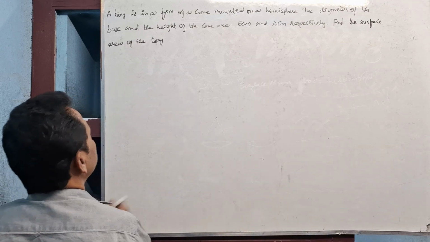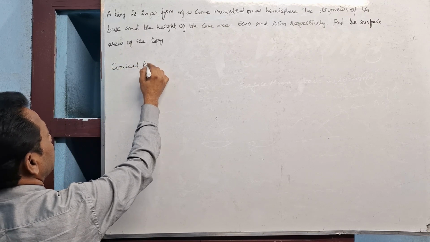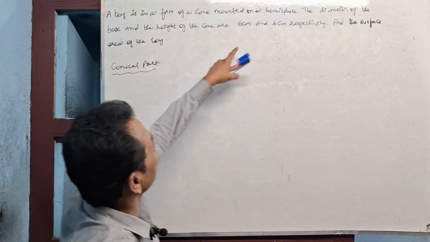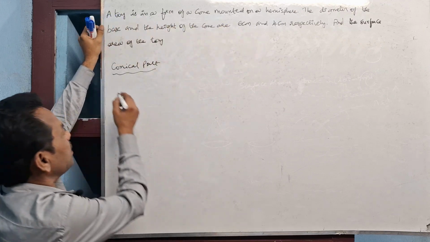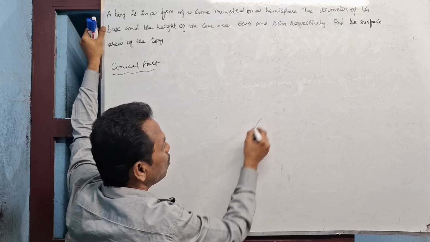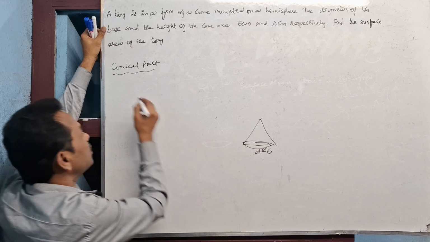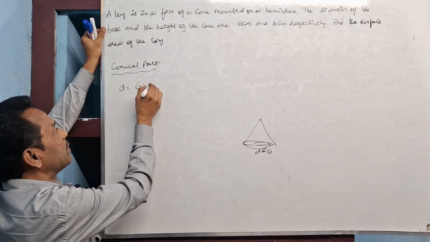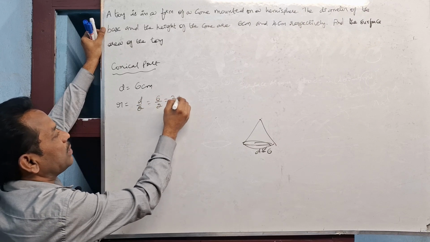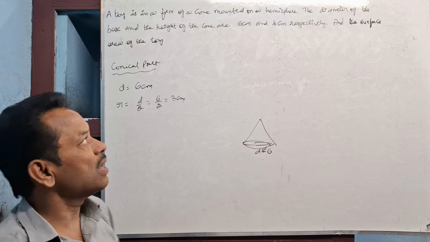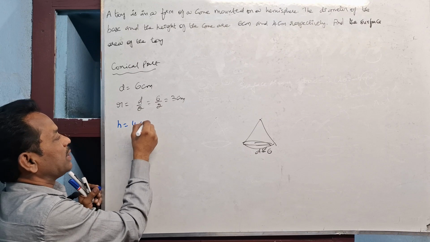Now, bacho, first let me go for the conical part. We'll go for the conical part of the toy. For the cone, the diameter is given as 6 centimeters. Now we'll find the radius, d by 2, that is 6 by 2, which is 3 centimeters. So the radius of the cone is 3 centimeters. And the height is given as 4 centimeters. Let me take h equal to 4 centimeters.